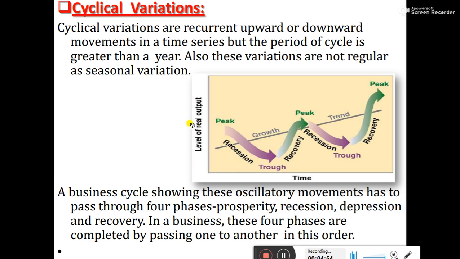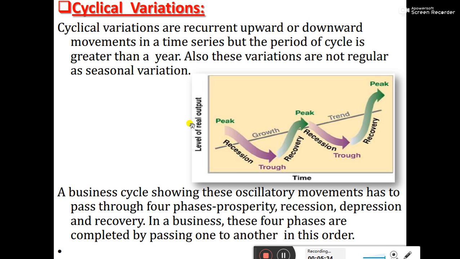Again, there might be other variations like cyclical variations. Cyclical variations are recurrent upward and downward movements in a time series, but the period of the cycle is greater than a year. Also, these variations are not regular and not like seasonal variations. A business cycle showing these oscillatory movements has to pass through four phases: prosperity, recession, depression, and recovery.